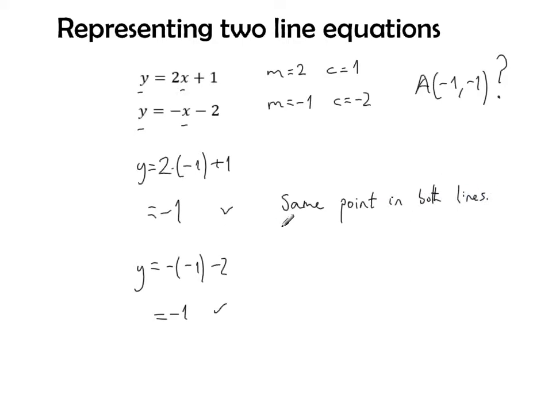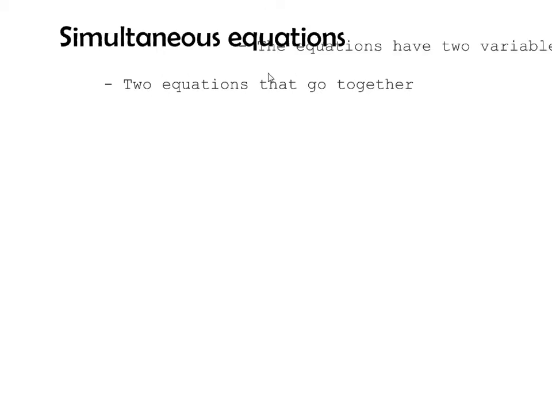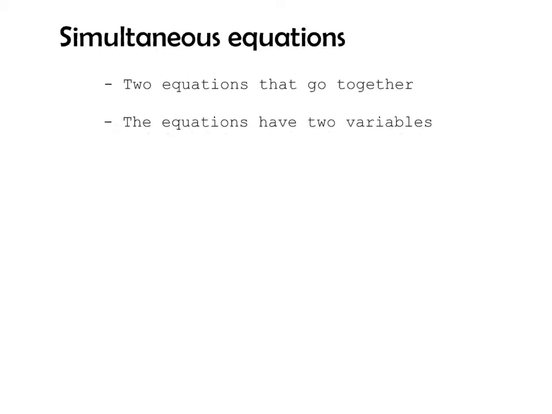Now, why is this relevant? Why is this so important? Well, let's check it out. What does simultaneous equations mean? It just means two equations that go together. Very important. They have two variables, like these ones. And we normally symbolize that they go together by putting that symbol there.